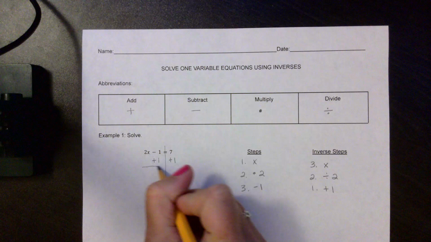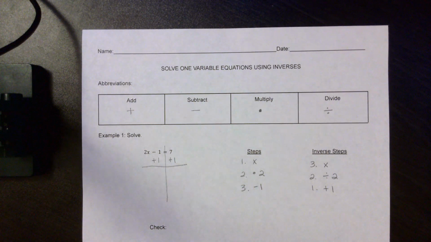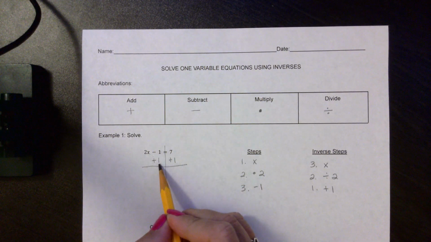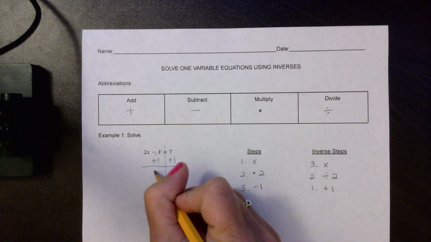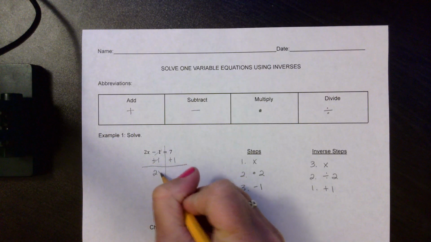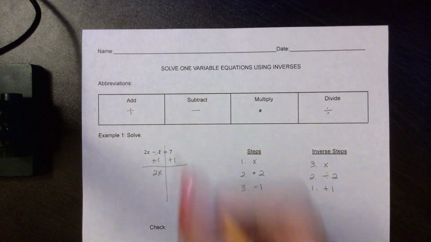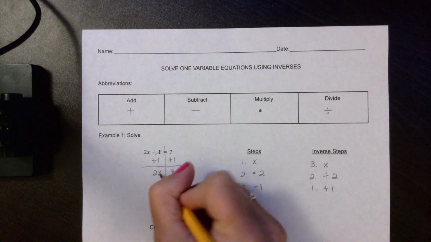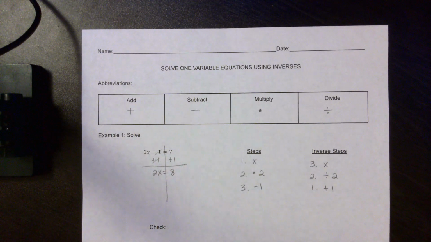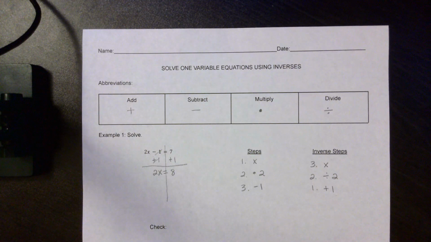Then I'm going to draw an equal bar. Minus 1 plus 1 goes to 0. So all I'm left with on the left side is 2x. And 7 plus 1 is equal to 8. And we still have our equal sign. At any point, if you need to use a calculator, you are using a calculator.